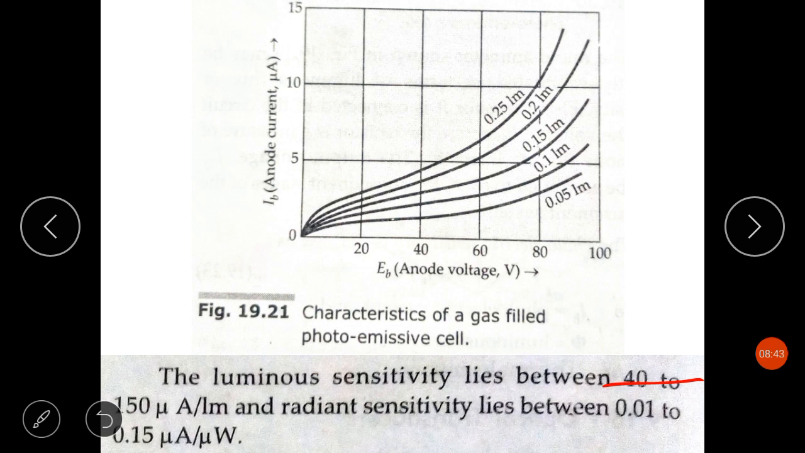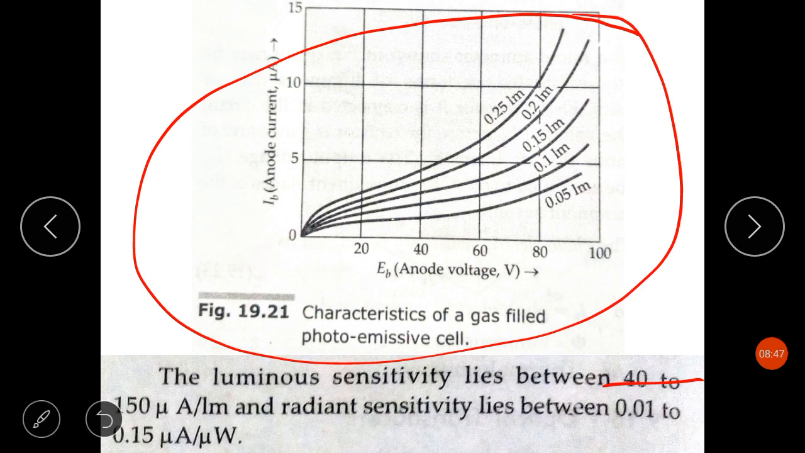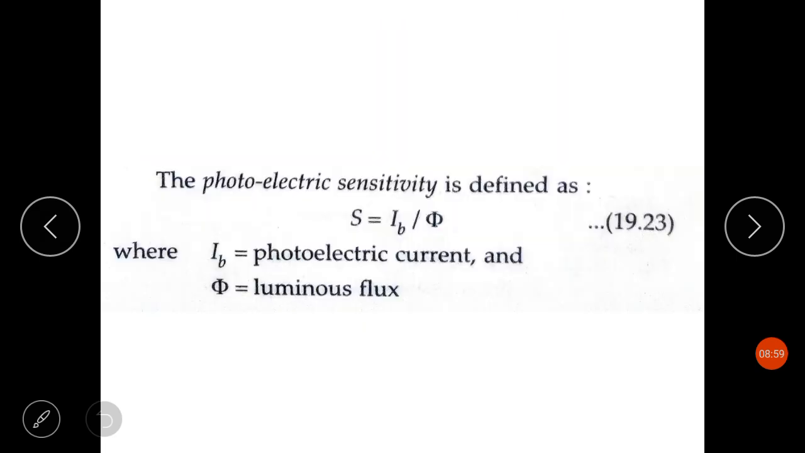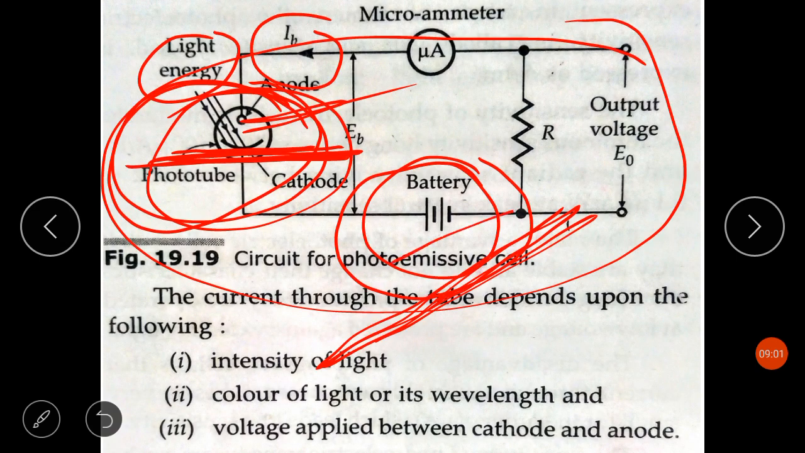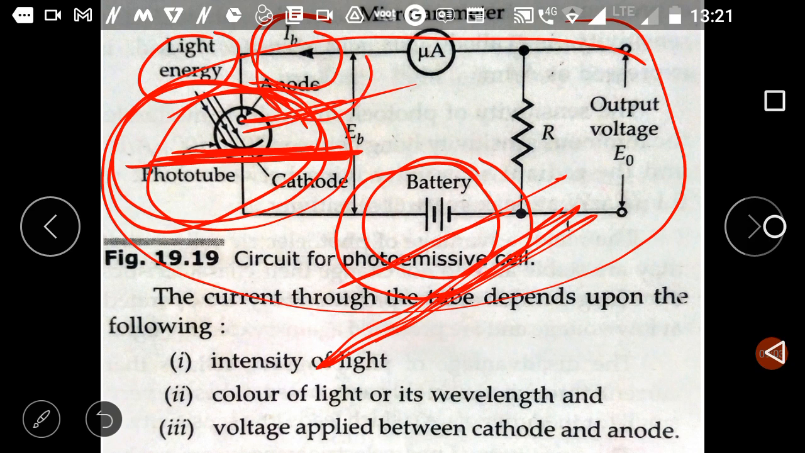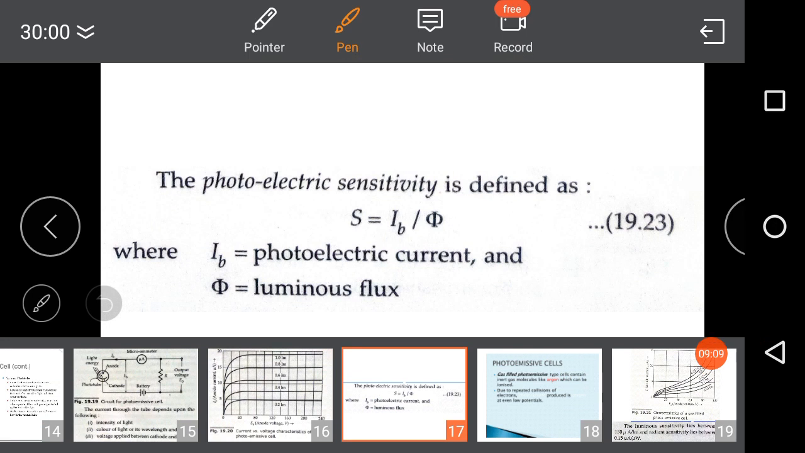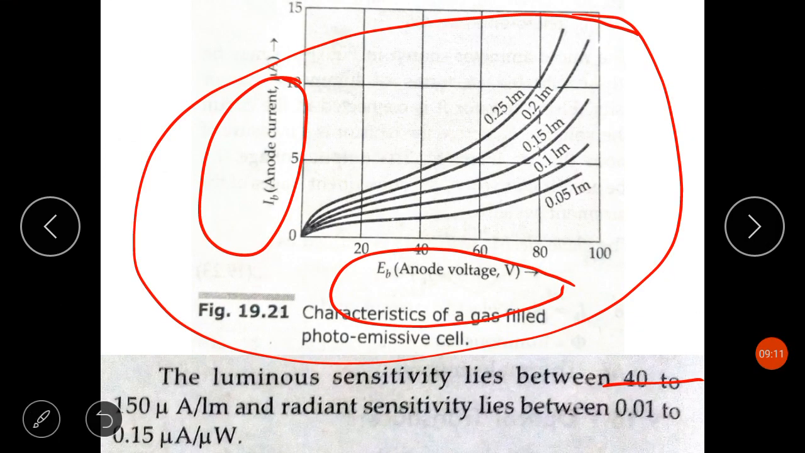Now this is the characteristic of the gas filled photoemissive cell. Here you can see the change of anode current, or the photoelectric current, with the change in anode voltage, that is the applied voltage. EB is the applied voltage, and this is the photoelectric current. So this is what I have shown here in the characteristic curve.